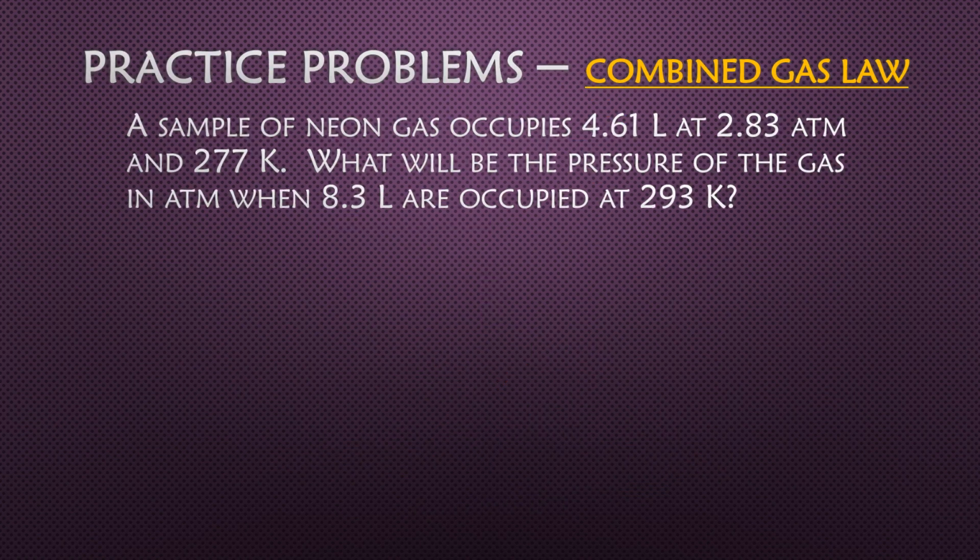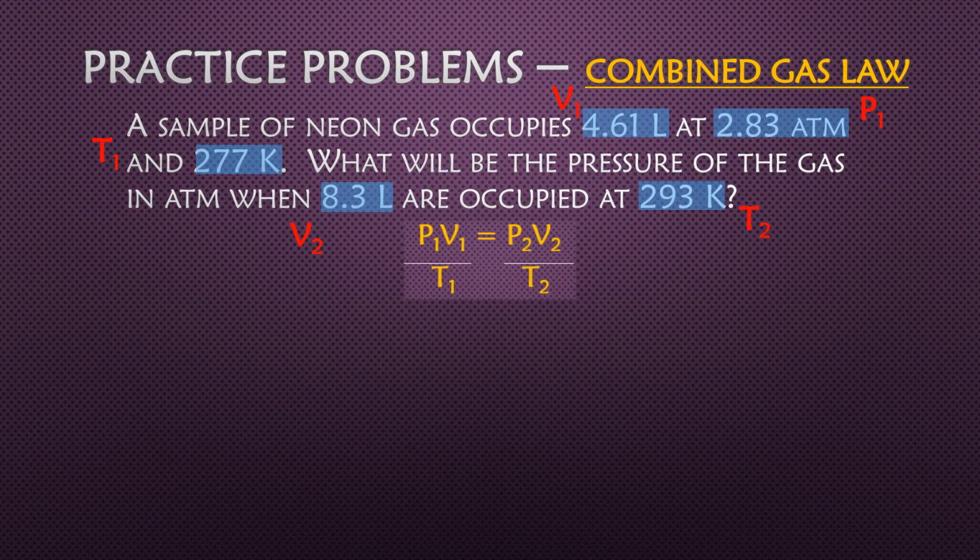Okay, next up we have the question for the combined gas law, the same question that we looked at before. We've got our first volume, the first pressure, and the first temperature, and then we are supposed to find what the final pressure was when we changed the volume to 8.3 and the temperature to 293 Kelvin. So here's the equation for the combined gas law, which we also have in Table T.